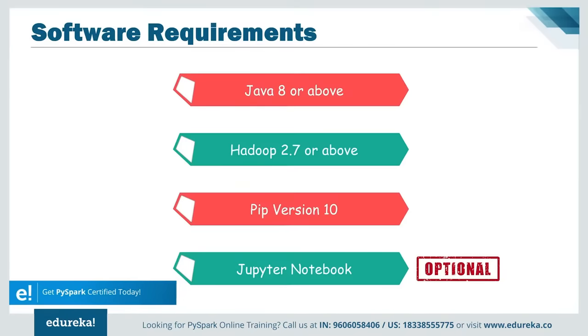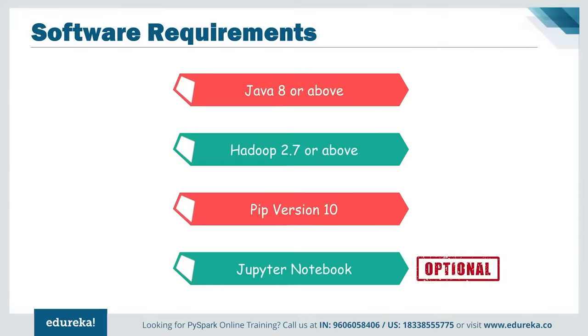We need pip with version 10. Pip is a package management system used to install and manage software packages written in Python. You can use Conda as well. And finally, we need the Jupyter Notebook. This step is optional, but the programming experience in Jupyter Notebook is far better than the shell. So let's go ahead and see how we can install PySpark on our systems.